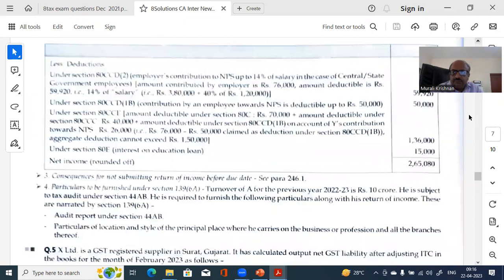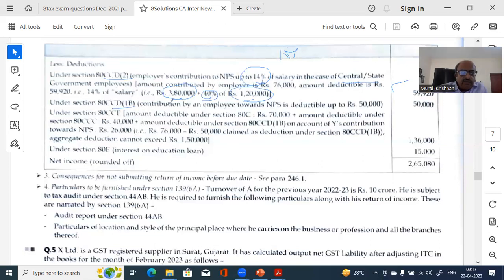What is the deduction? 80CCD limited to 14% for government employees. Normally it is 10%, for government employees it is 14%, a higher amount. So that is salary plus 40% of the DA, because that is only available for retirement. Therefore, that amount is coming to 59,920.